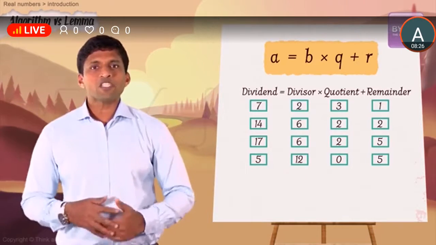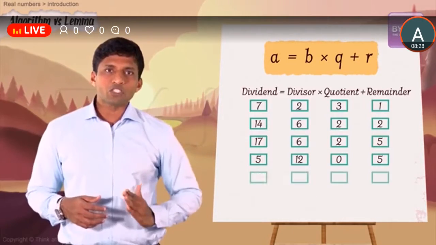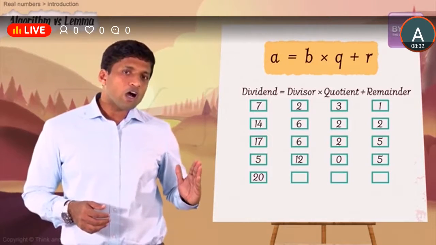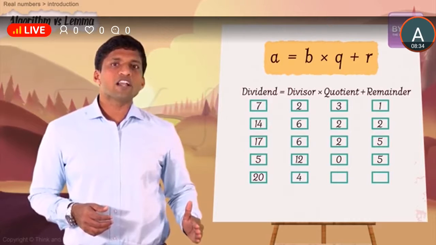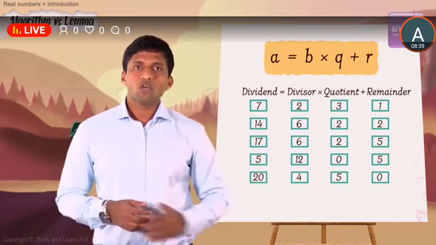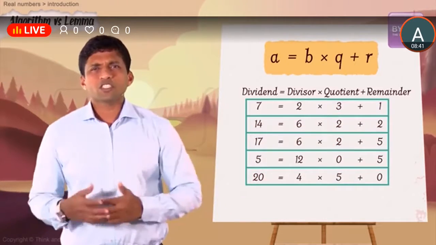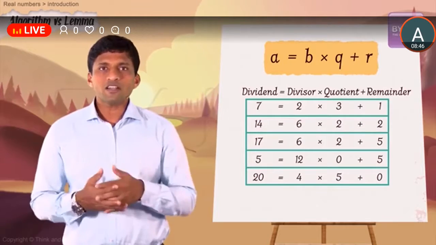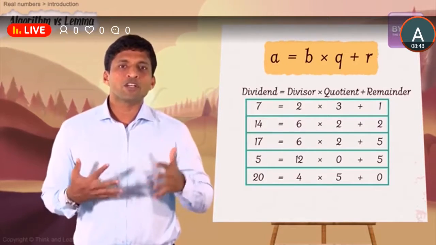Now even the remainder can be 0. Let me give you an example. If it is 20 as the dividend, and I put 4 as the divisor, the quotient will be 5 and the remainder will be 0. So these are just some basic examples using numbers so that you understand Euclid's division lemma.